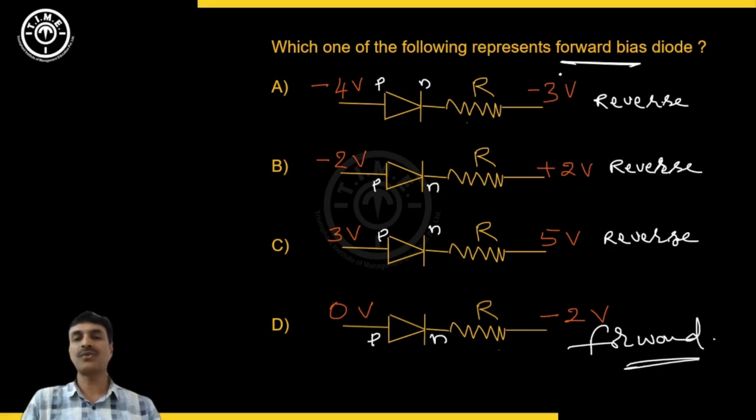So the question is about forward bias, which represents a forward bias diode. So clearly the last option, option D, is in forward bias mode. The remaining 3 are in reverse bias mode. Understood? And as I told you at the beginning, this is such an interesting concept and very easy. So practice these kinds of questions so that you can definitely get the correct answer and score well.